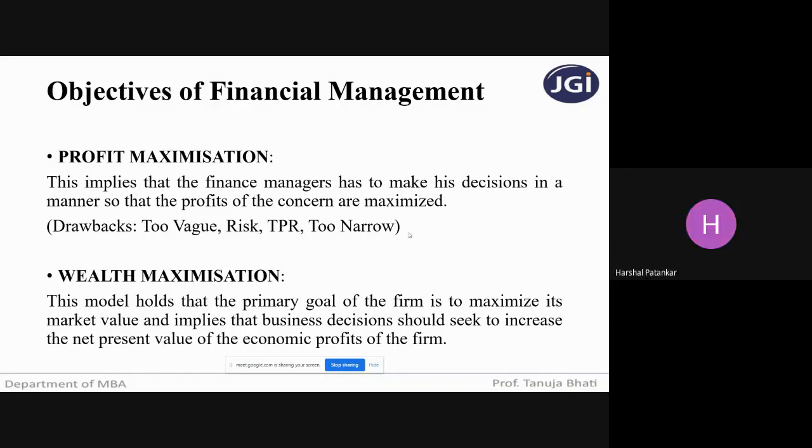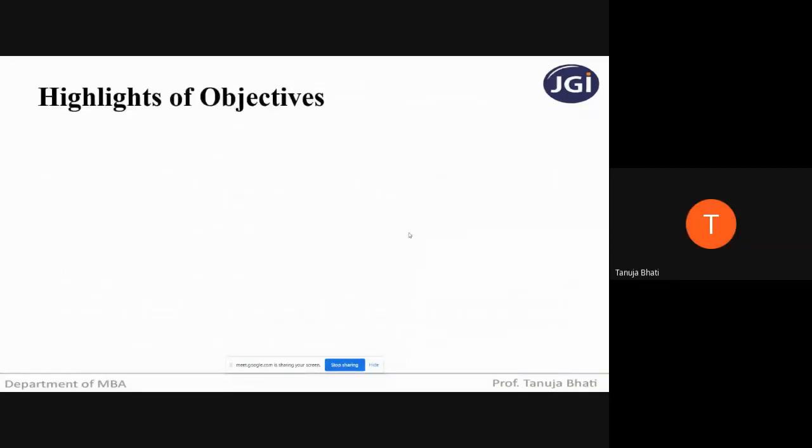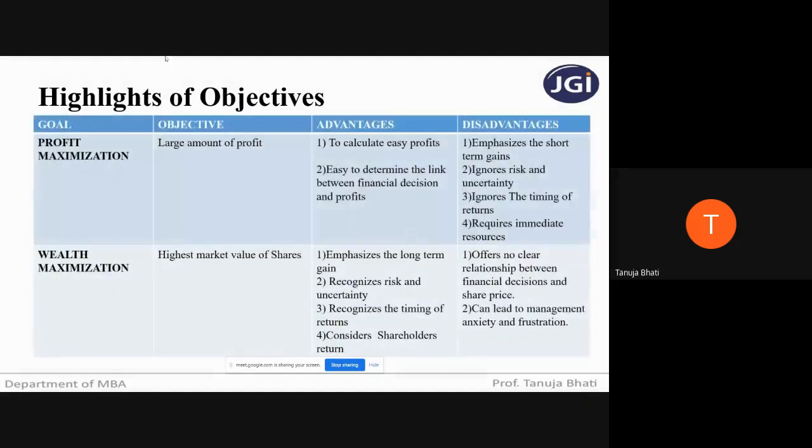Okay, so let us now see the highlights of the primary objectives that we have covered. The financial manager has two primary goals: profit maximization and wealth maximization. What is the objective in case of profit maximization? Making a large amount of profit. And what is the objective in case of wealth maximization? Gaining the highest market value of shares.